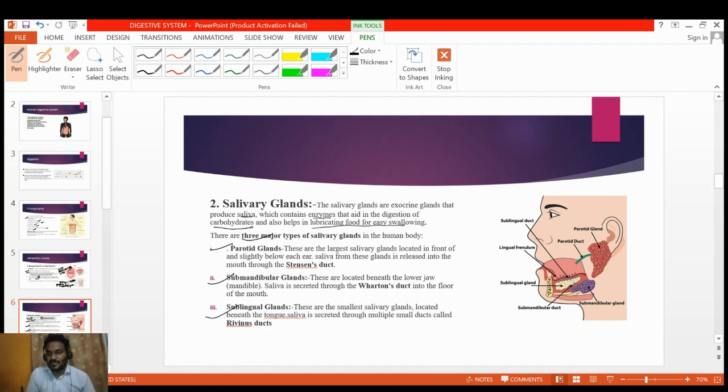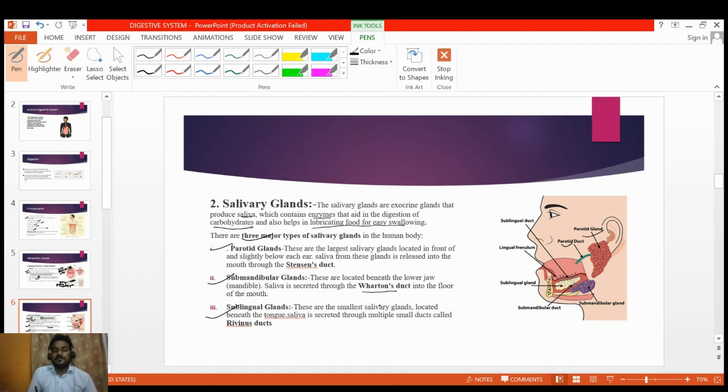As we can see in the diagram, the parotid one is the largest. It is present below each ear on both sides, and the parotid duct or Stenson's duct is responsible for releasing its saliva secretion into the mouth region. Next to this, we have the submandibular gland. As the name indicates, submandibular region, they are present below the mandible region, the lower jaw region. They release their secretion with the help of Wharton's duct.